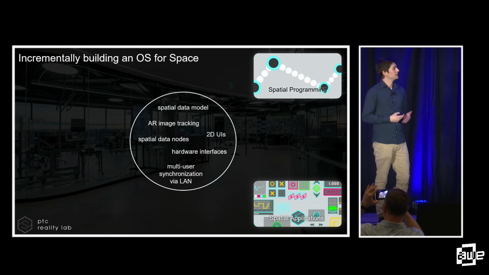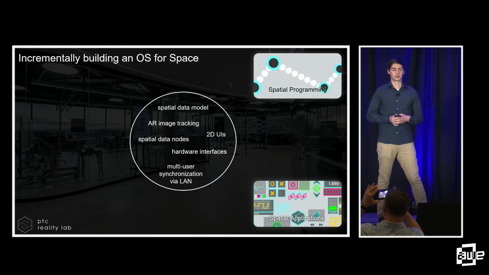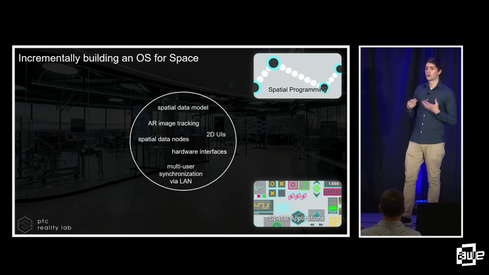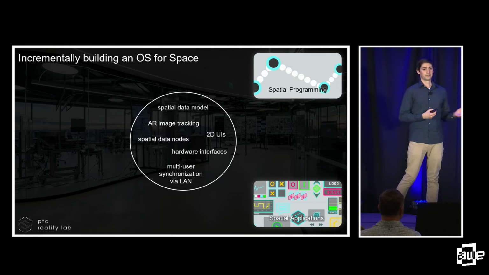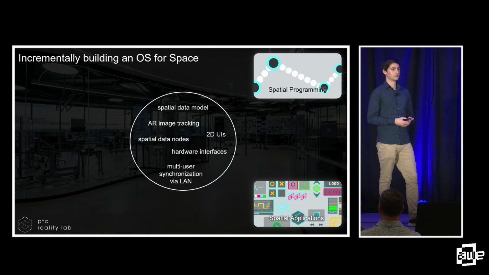Basically, in order to enable one of these demos, like the spatial programming, we had to add some new core capabilities to our platform. It needs a spatial data model. It needed to be able to handle augmented reality image tracking. It needed to have these spatial data nodes that have IoT values associated with them, can support 2D UIs, some multi-user synchronization, and hardware interfaces to connect to the physical world.